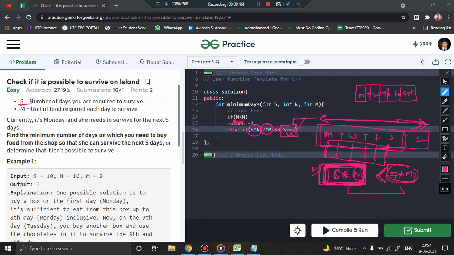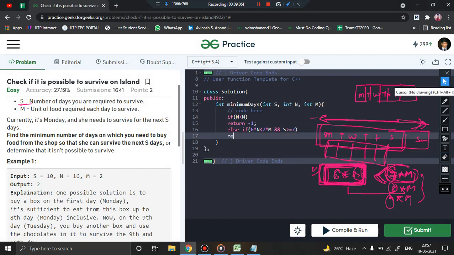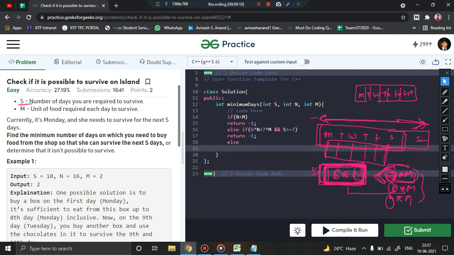That is not possible, because if 6 into n is found to be less than 7 into m, then definitely it is going to be less than 8 into m, and less than 9 into m, right? Hence she is going to die whenever s is greater than or equal to 7. Got the point? That is why in this case also I am going to return -1. Otherwise, no problem, she can live.